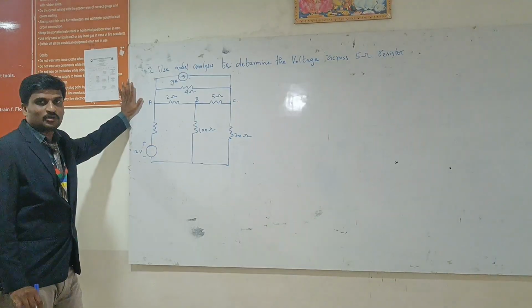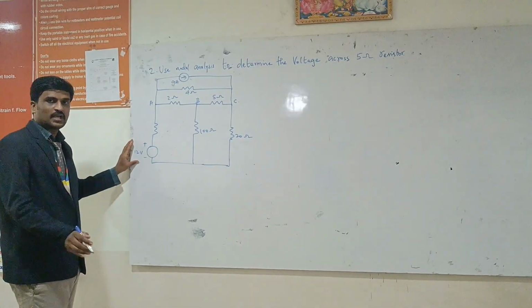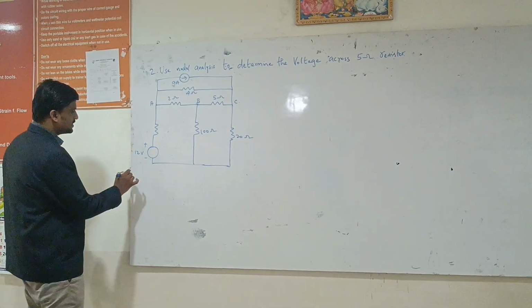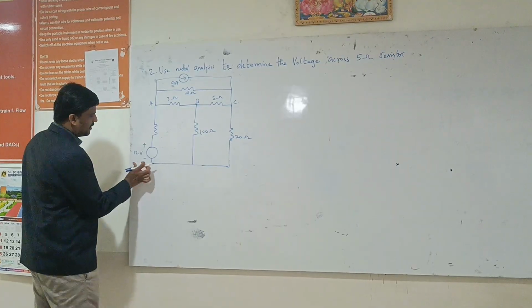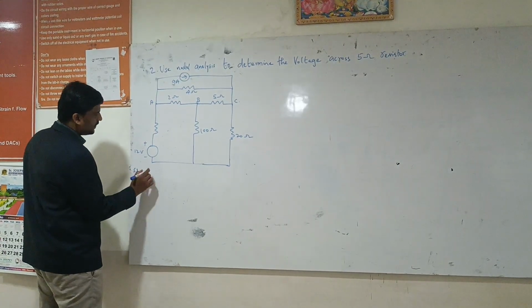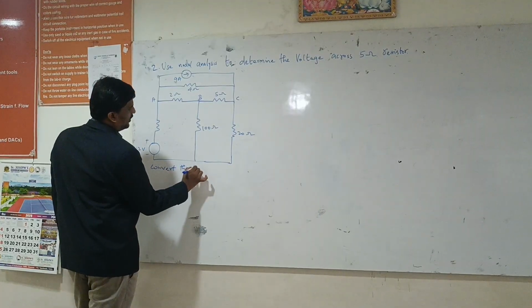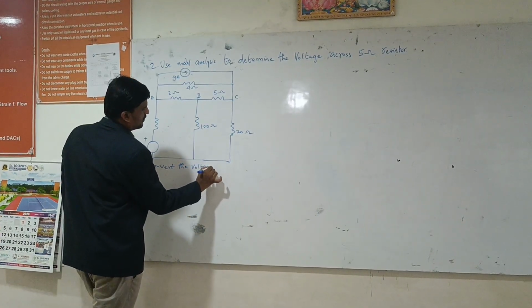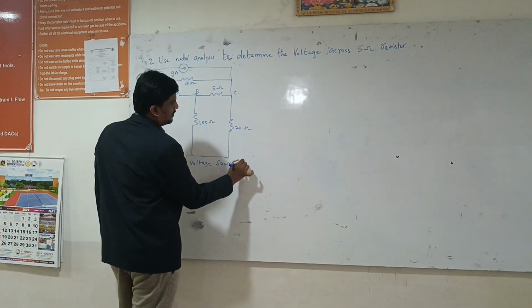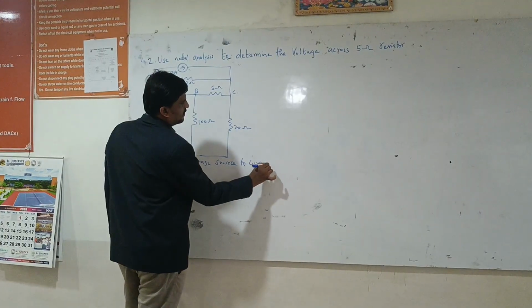Here we have to convert this voltage source into a current source. So in the first step, step 1, convert voltage source to current source.